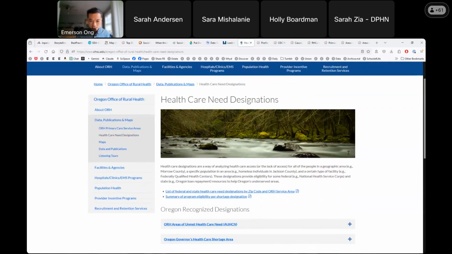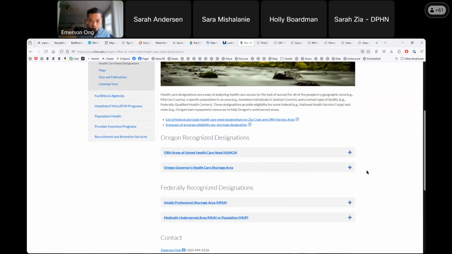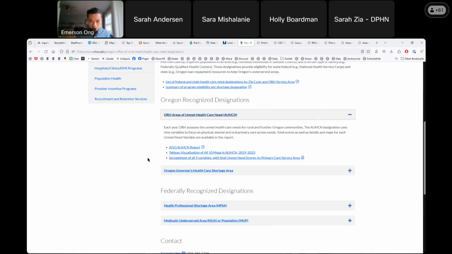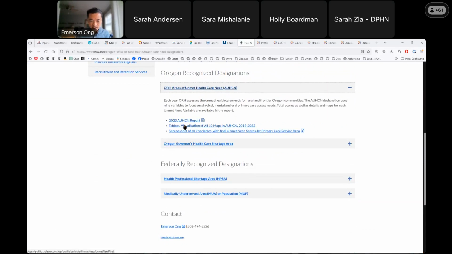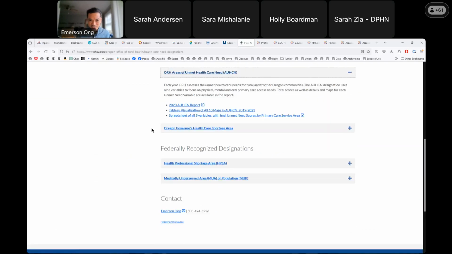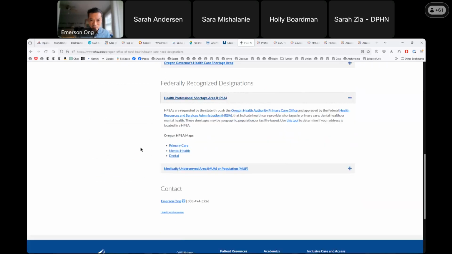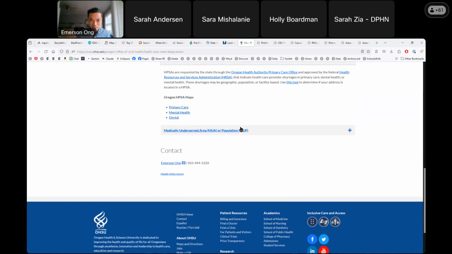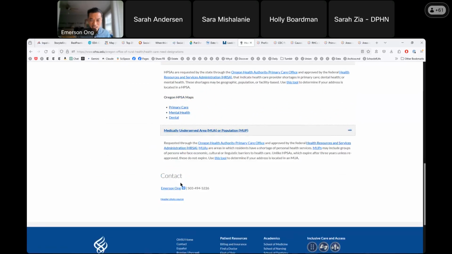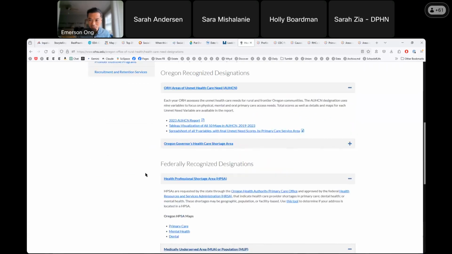Then this is healthcare need designations. So this is where you can find the areas of unmet healthcare need report. And then there's a Tableau visualization of all 9 variables, which I'll go through later. This is the spreadsheet that I showed you earlier that you can download, the governor shortage area, HIPSAs, and all the maps associated with it, MUPs, and then there's maps for that also.